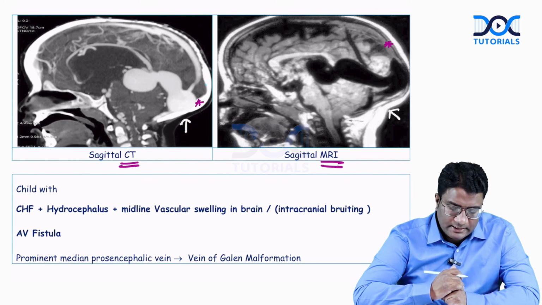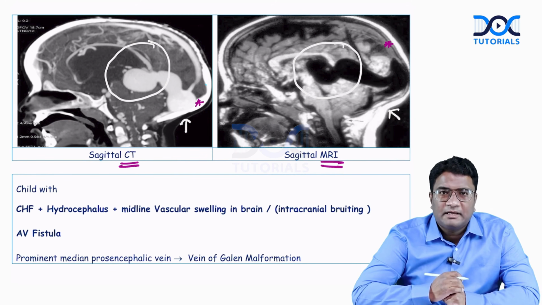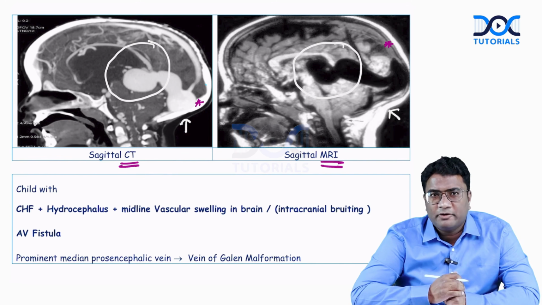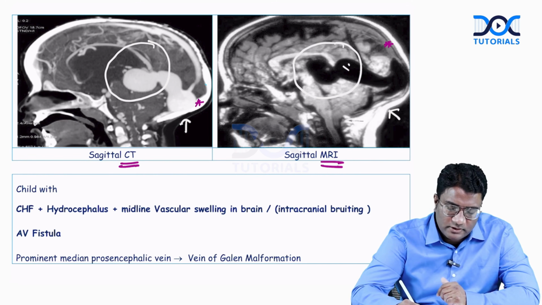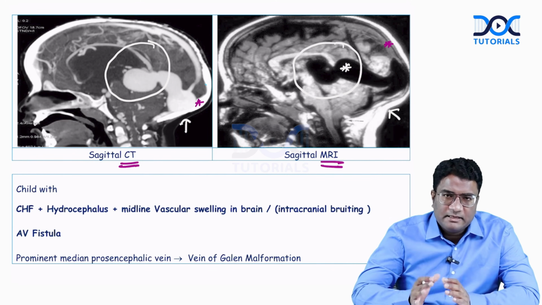What do you see in this? In the midline, in the brain, there is a vascular swelling. And I told you, how does flowing blood appear on MRI? It appears as a signal void. So this is flowing blood in the blood vessel. It is appearing like a signal void. Now what is this image showing you?